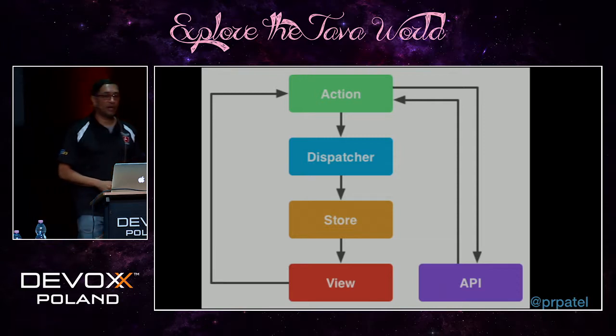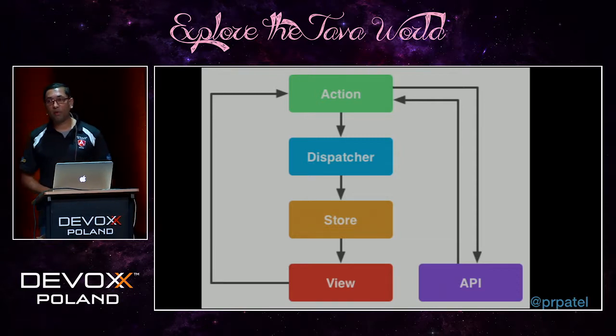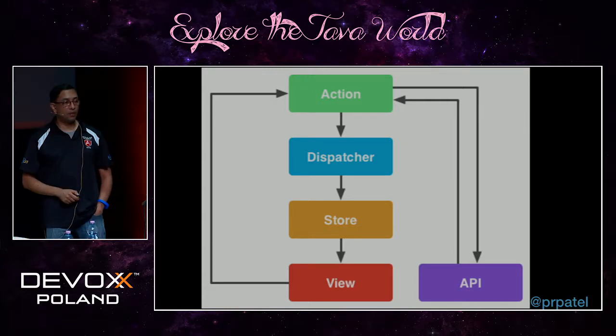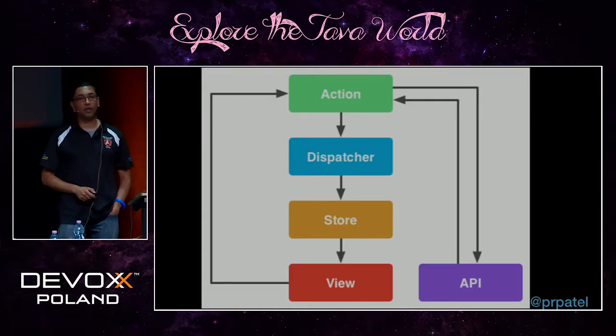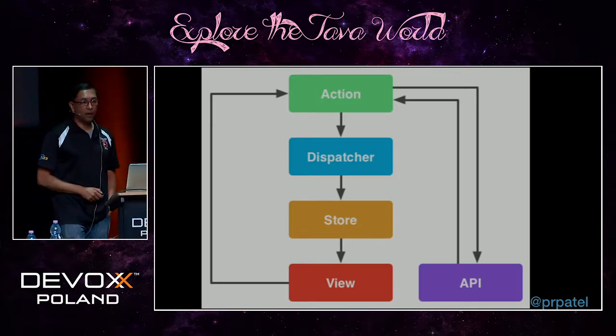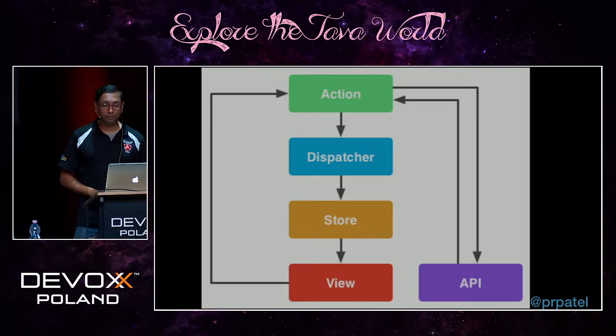This is what's known as the Flux pattern for React. There are a bunch of libraries that implement this. I mentioned a couple of them before, like Reflux, Fluxery, Redux, MobX. They use this style of programming. This is called one-way data flow.